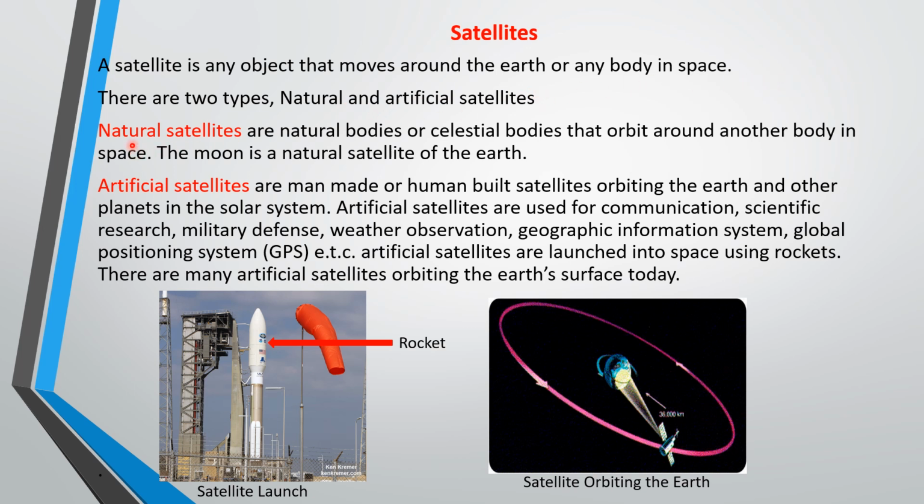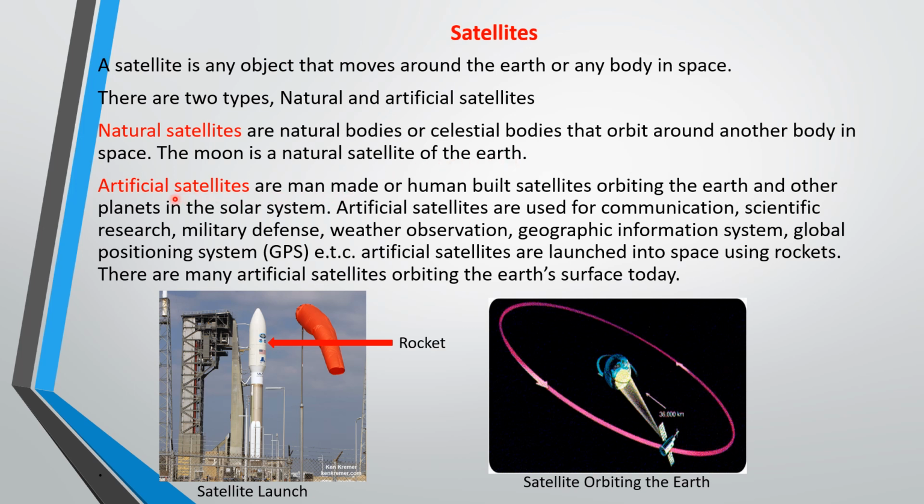And for satellites, we have natural satellites and artificial satellites. The only natural satellite that we have for now is the moon. Natural satellites are natural bodies or celestial bodies that orbit around another body in space. The moon is a natural satellite of the Earth.